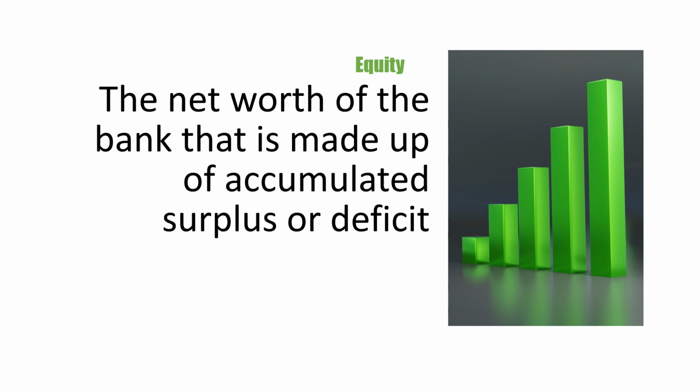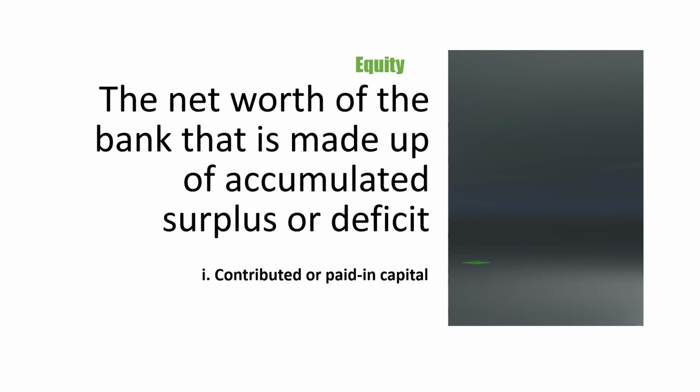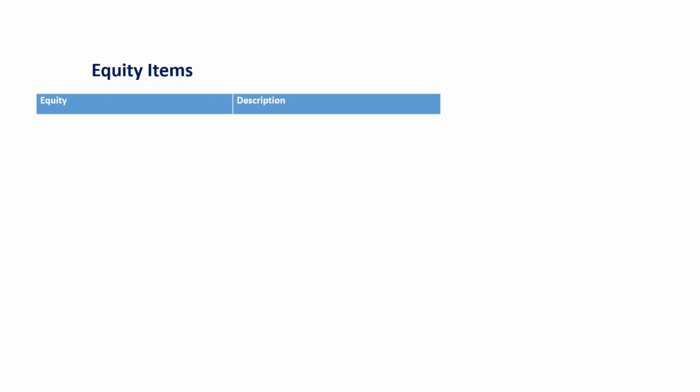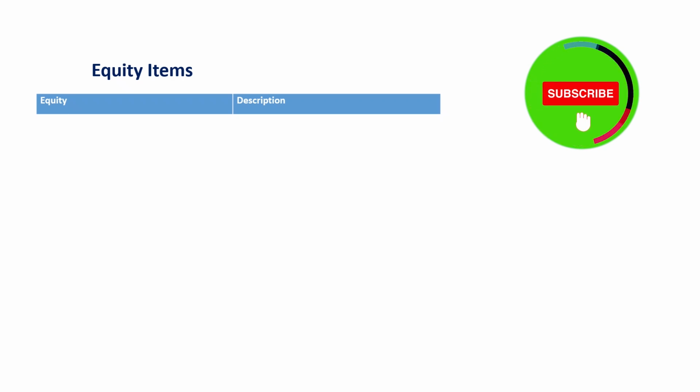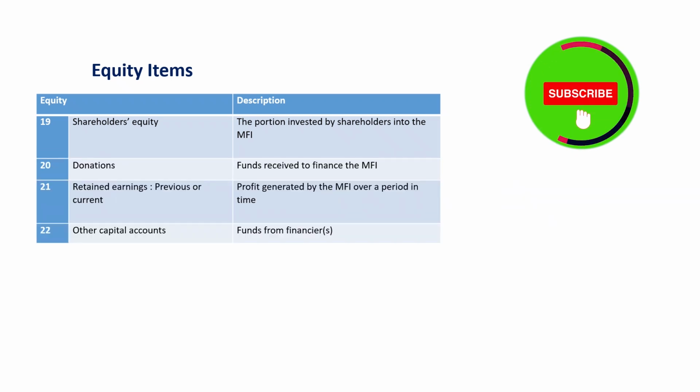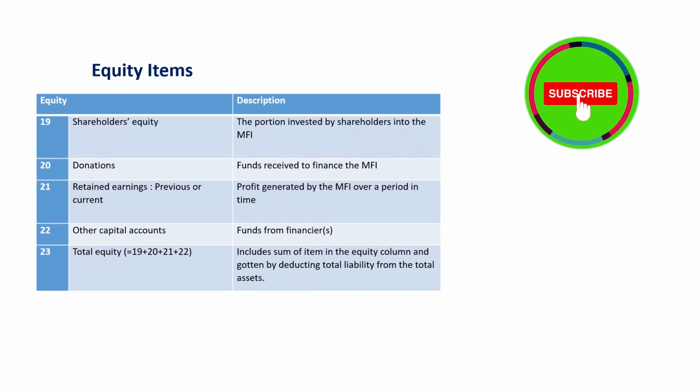Equity can come in two components, namely 1. Contributed or paid-in capital. 2. Privately invested contributed capital. Let's take a look at the equity items. In the listed table below, numbers 19 to 24 are in the equity column. We start with shareholders' equity, donations, retained earnings, previous or current, and other capital accounts. As seen in the total, items 19 to 22 only can be summed up.